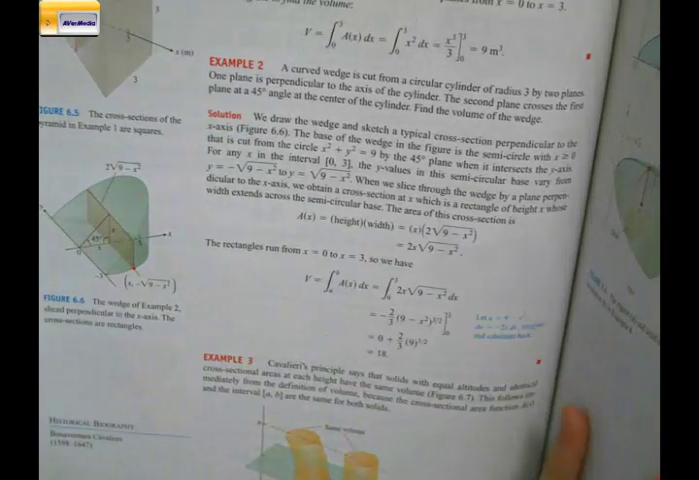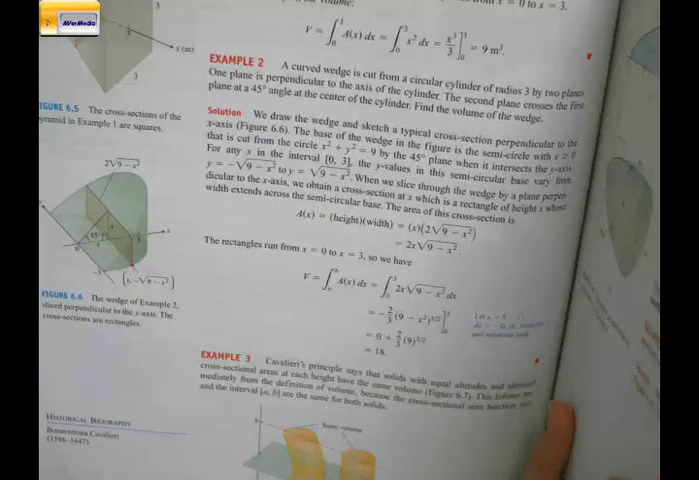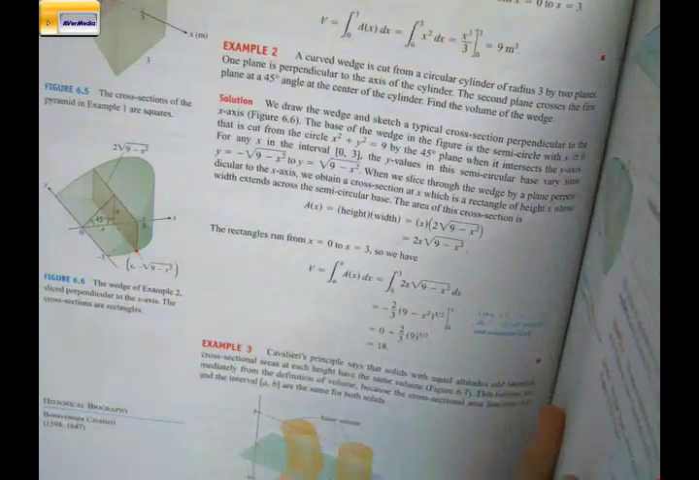Now it says find the volume of the wedge. And you know, they should tell you more in the question. And later they do tell you a little bit more. They give you a few more hints. If the radius of the original cylinder was 3, let me grab a pencil.